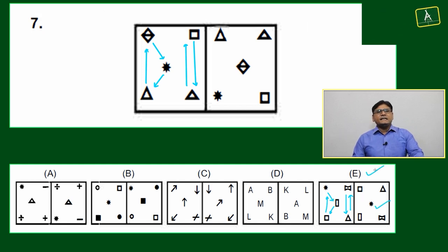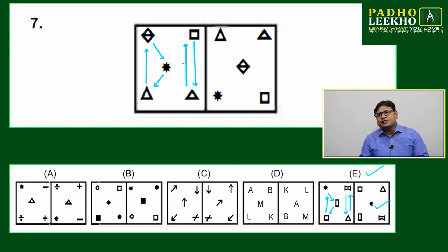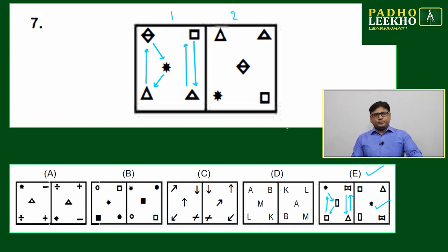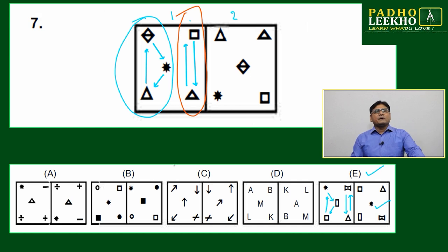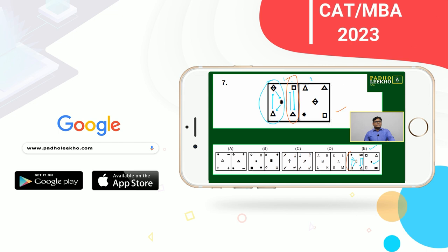Option E is following the exact same way of rotation as given in the question, in the pair image 1 and image 2. These three are rotating in this fashion, and these two are interchanging in this way. Afterwards, we are getting image 2. Similarly, in option E, these three are shifting in this way and these two are interchanging their position.